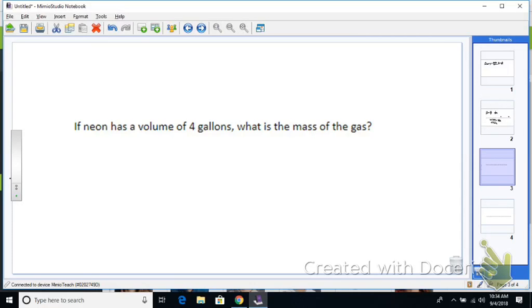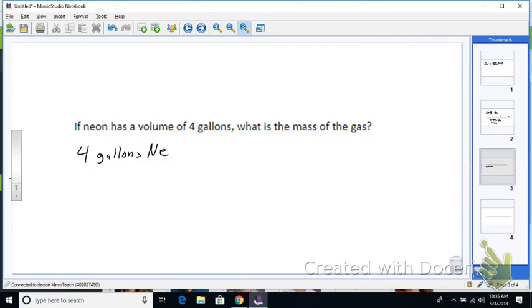Okay, so we have 4 gallons, and we want to know the mass of the neon. So we got this thing, 4 gallons is what we have of neon. What is that? Is that a volume or a mass? What's gallons? It's a volume. Okay, so that's a volume.